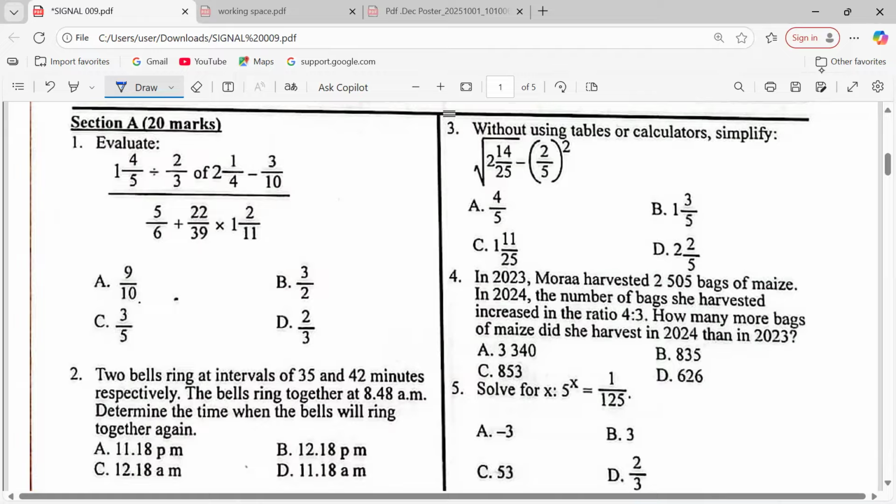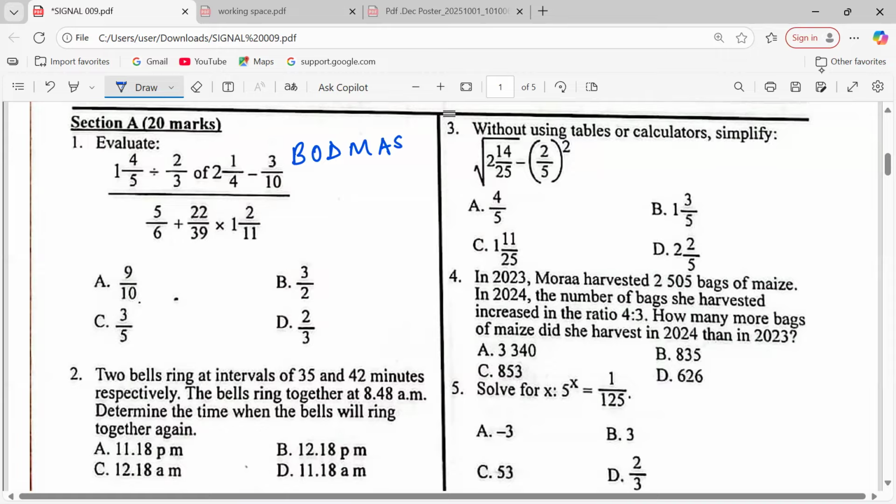from my desktop here. Number 1, evaluate 1 and 4 over 5 divided by 2/3 of 2 1/4 minus 3 out of 10, everything over 5 over 6 plus 22 out of 39 multiplied by 1 and 2 over 11. So let's start by working out the numerator first, whereby we should talk about BODMAS, because all the operations cannot be done at the same time. There is the order in which they occur. We know BODMAS, right? This one we've been using even from our lower levels of education.